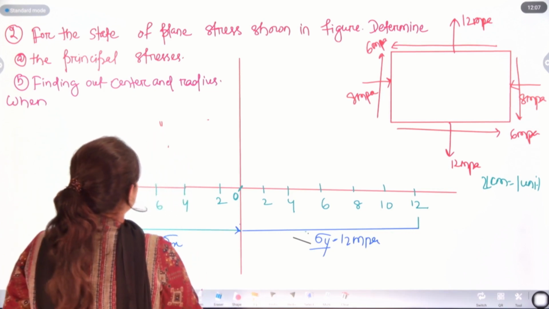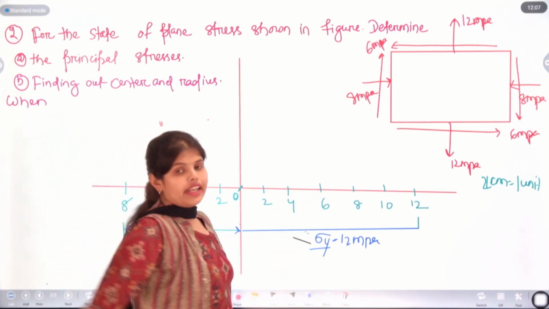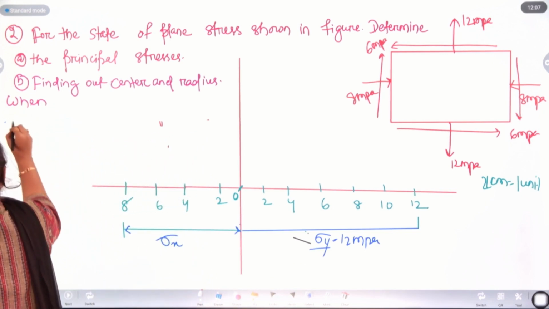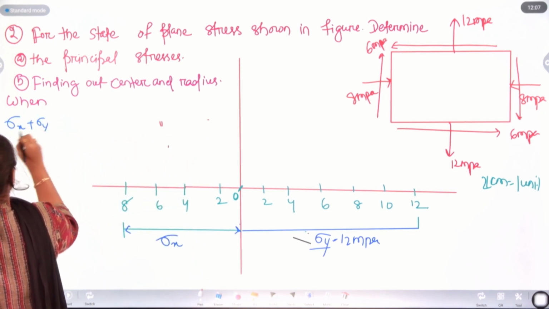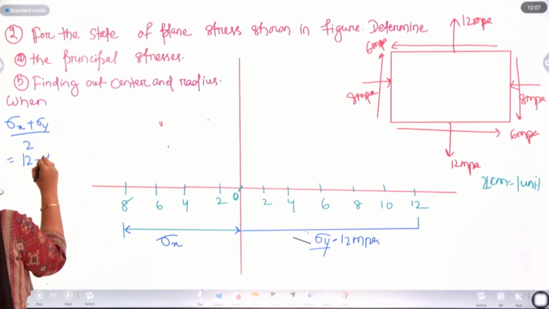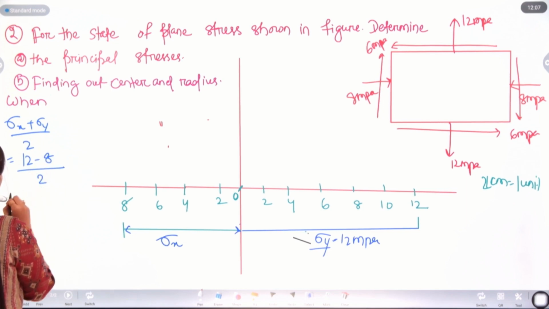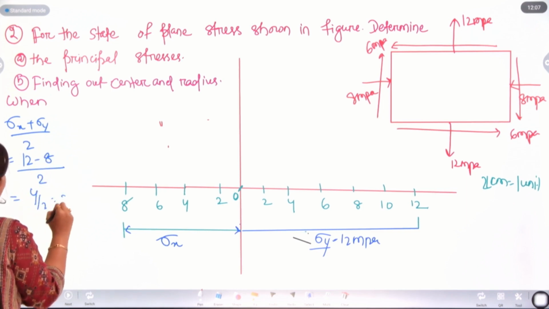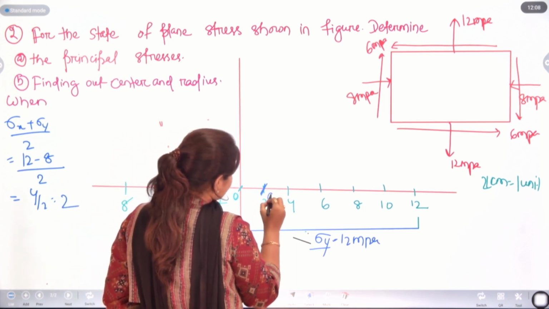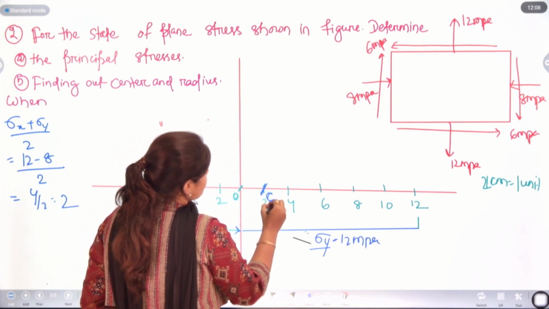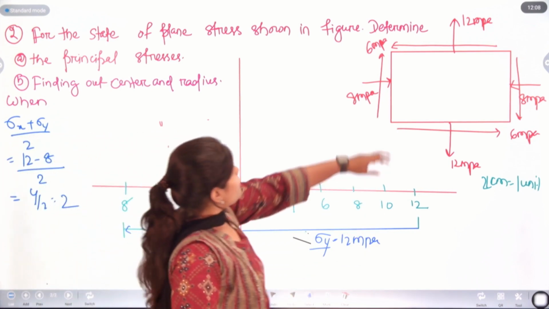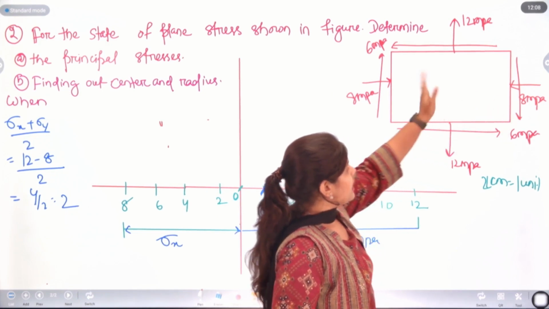Next, we need to find out what will be the center line from this. As we are always doing sigma x plus sigma y by 2, that means 12 minus 8 by 2, 4 by 2, that will be 2. So, this point will be our center line. Let's take it as C. So, you can see there will be 6 megapascal here and here.